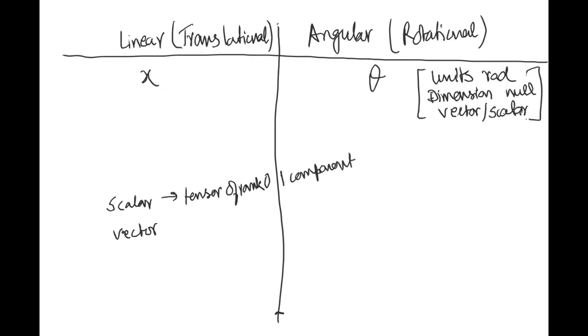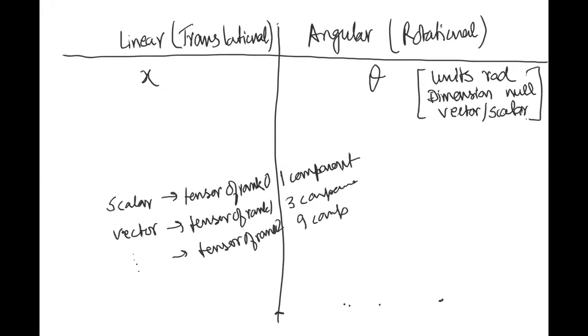A vector quantity is a tensor of rank 1 and it has 3 components, right? Quantities beyond that have no names, but a tensor of rank 2 will have 9 components, and a tensor of rank n will have 3 raised to the power n components.